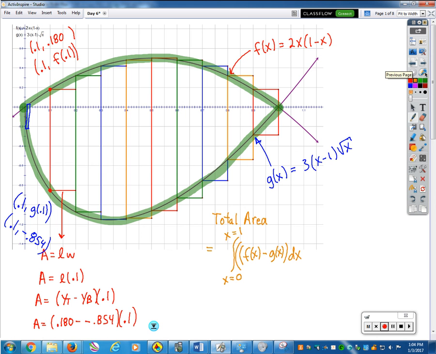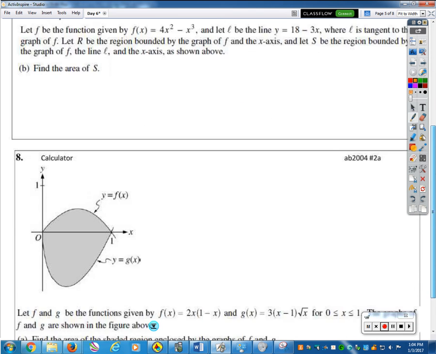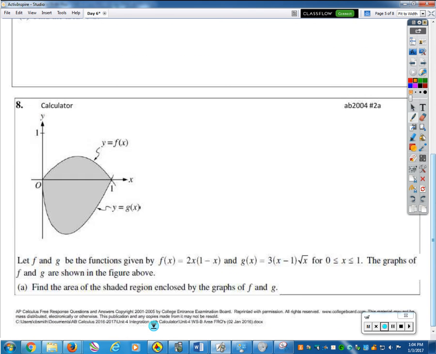So, here we go, number eight. Eight says they give you this picture. They label them F and G. They give you some formulas. They say 0 to 1. That's important. Then they say the graphs of F and G are shown in the figure above. This is an FRQ, a free-response question, and they ask for the area of the region enclosed. So they're looking for this area here.